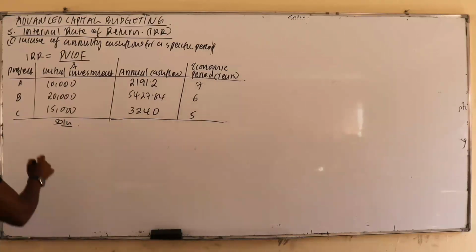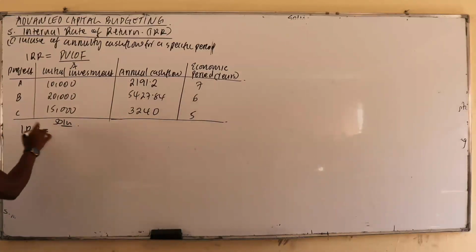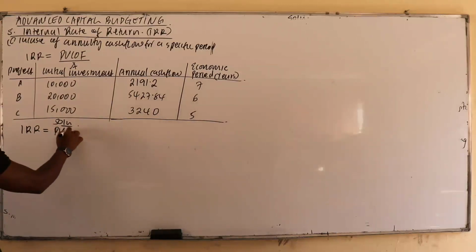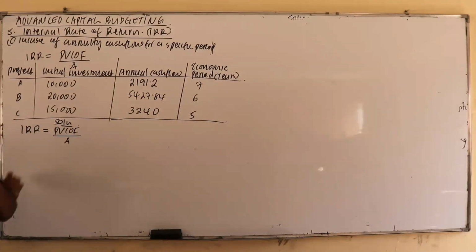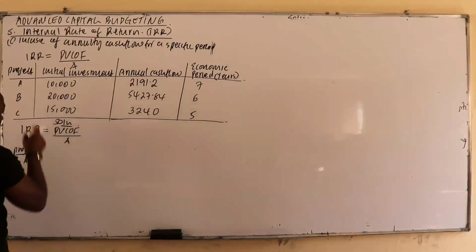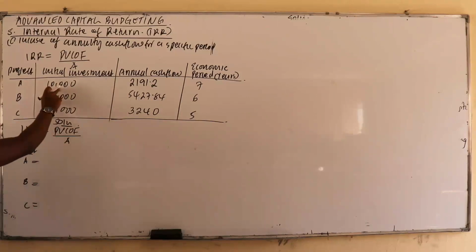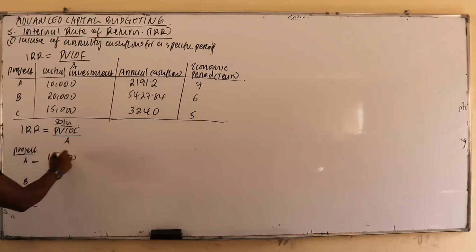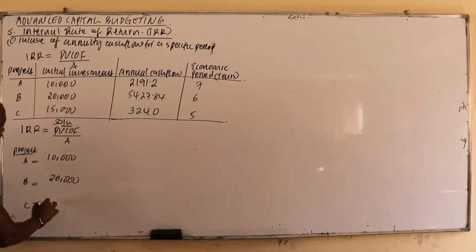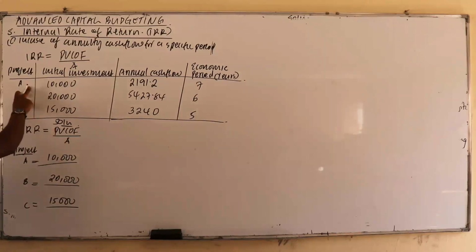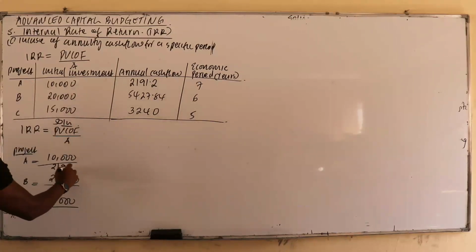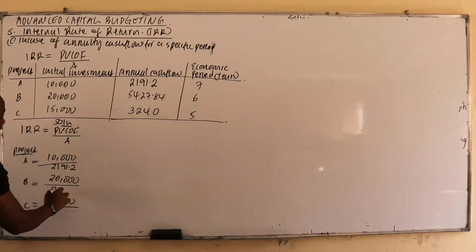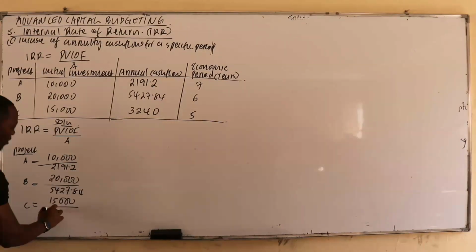So how do we determine IRR? In the case of an annuity cash flow for a specific period of time, you take the present value of the cash outflow and divide it by the annuity. So we have projects A, B, and C. For project A, the present value of the cash outflow, that's the initial investment, is 10 million. For B we have 20 million, and for C we have 15 million. Then you divide by the annuity. Project A, the annual cash flow is 2191.2. Here we have 5427.84.